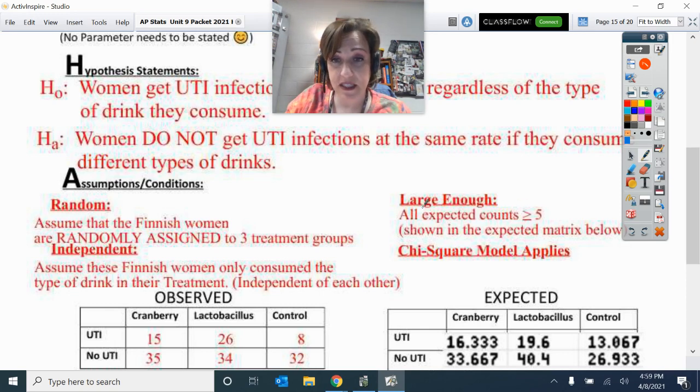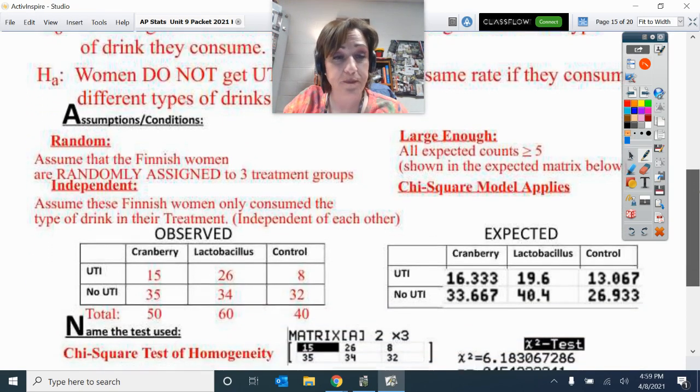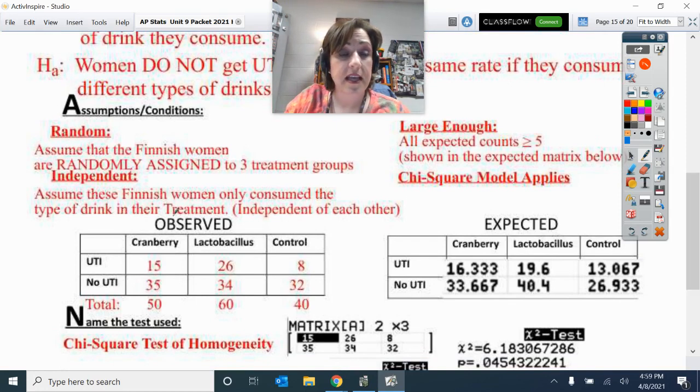Now, let's talk about the large enough condition. All expected counts are greater than or equal to 5, and I'm going to show you how to do this momentarily. So we would then conclude the chi-squared model applies. Let's take a look at how we're going to organize our data. We need to organize our information in an observed matrix and an expected matrix. A lot of times they'll give you this observed matrix already written out. They did not, so I had to write it out from the paragraph information.